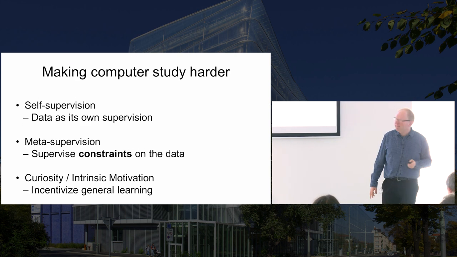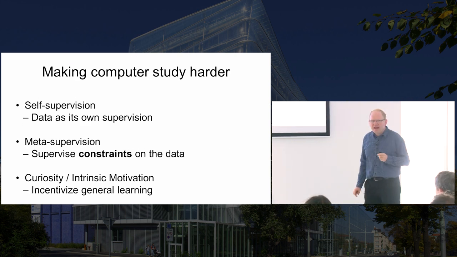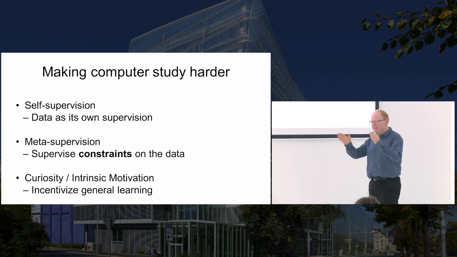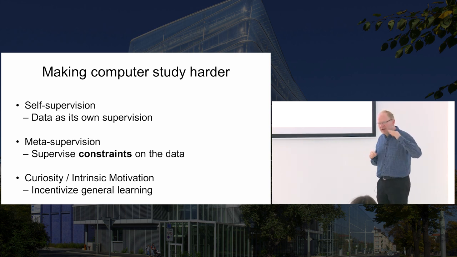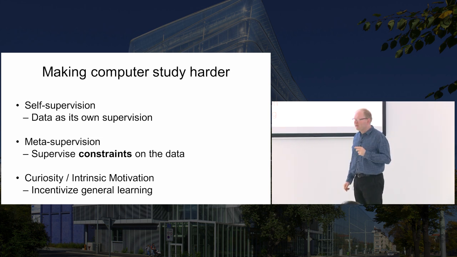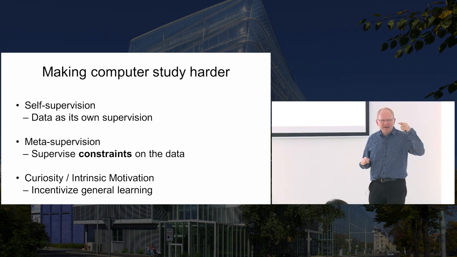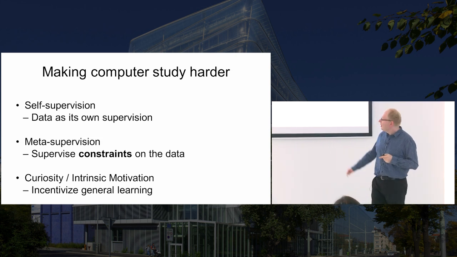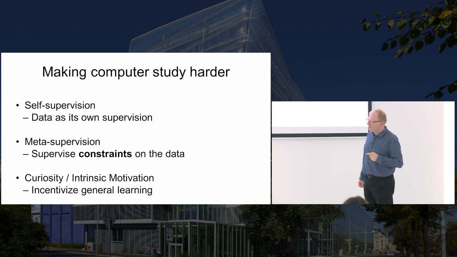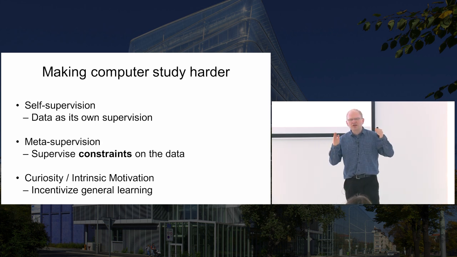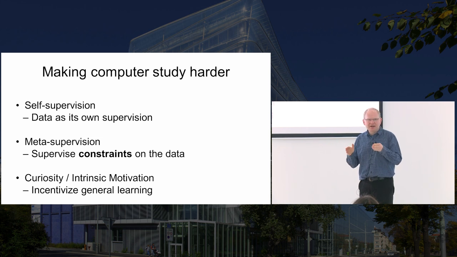So that's the preamble. The way we have been working on this in my lab is along three different paths, and I'm going to quickly show some of the results. The first is self-supervision, the idea of not having an expert tell you the correct answer, but letting the computer figure out the correct answer. Second is what we call meta-supervision. I'm not sure how standard this term is; I think we might have just come up with it. The idea here is that you don't supervise the correct answer. You supervise how the answer is supposed to behave.